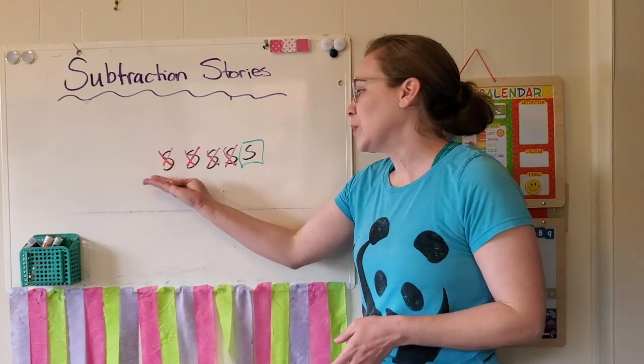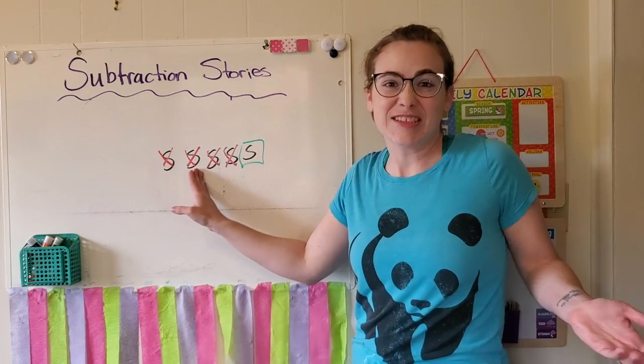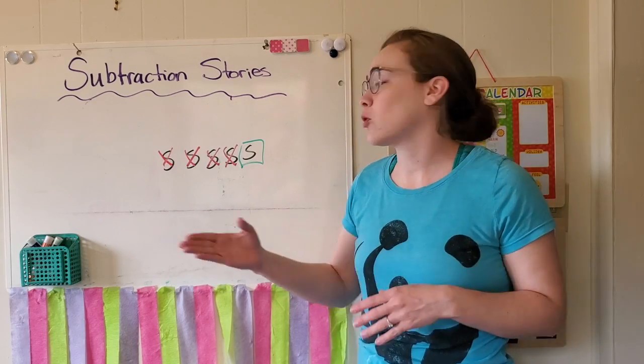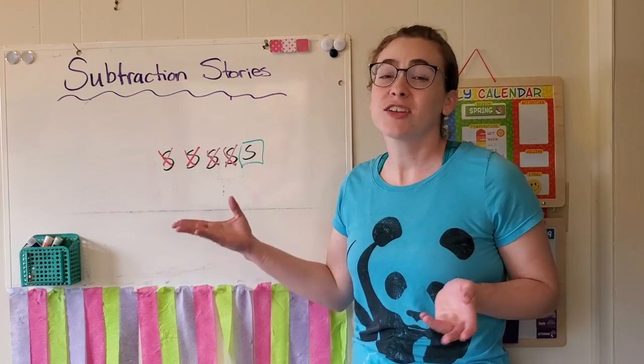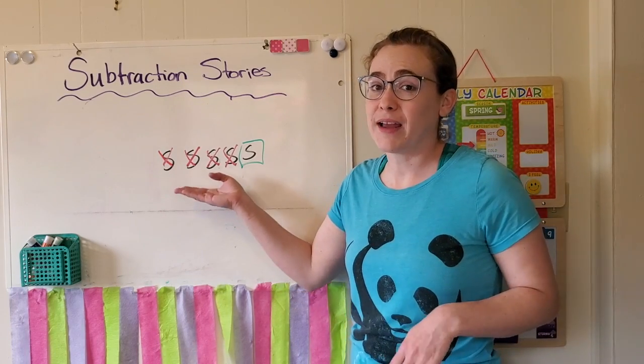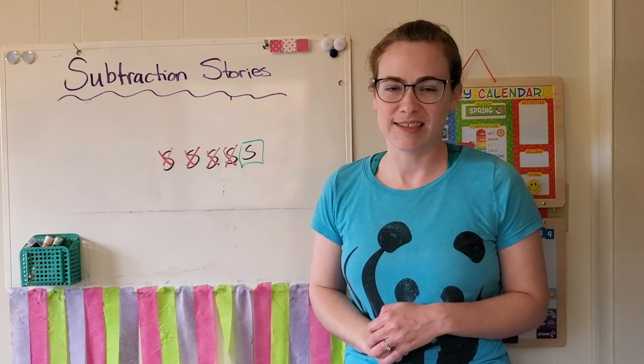Now, even though these don't look like dishes, they just look like squiggles, that's okay, because I know that they're representing my dishes. They're just pretending to be my dishes. And I can use this math drawing to help me write a number sentence.